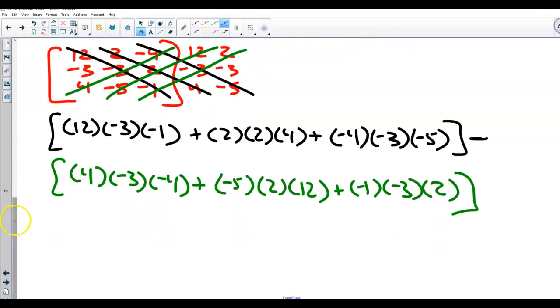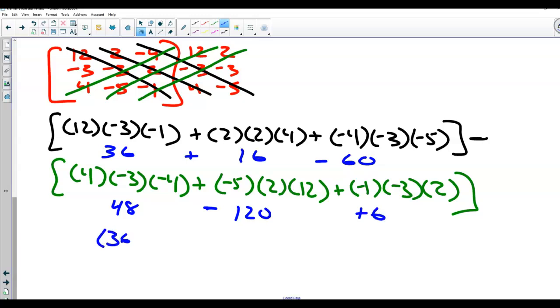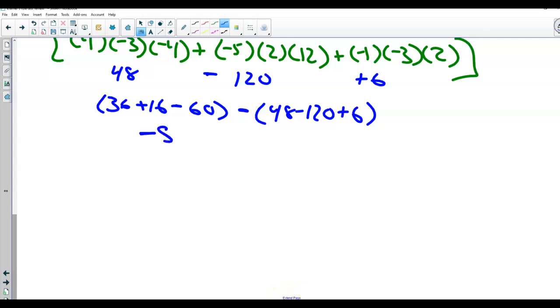And now we look to clean up. This becomes a positive 36 plus 16 minus 60. On the bottom, I'm getting a positive 48, a negative 120, and a positive 6. So 36 plus 16 minus 60, minus 48 minus 120 plus 6. And this becomes a negative 8 here minus a negative 66. Negative 8 minus a negative 66 is a positive 58.